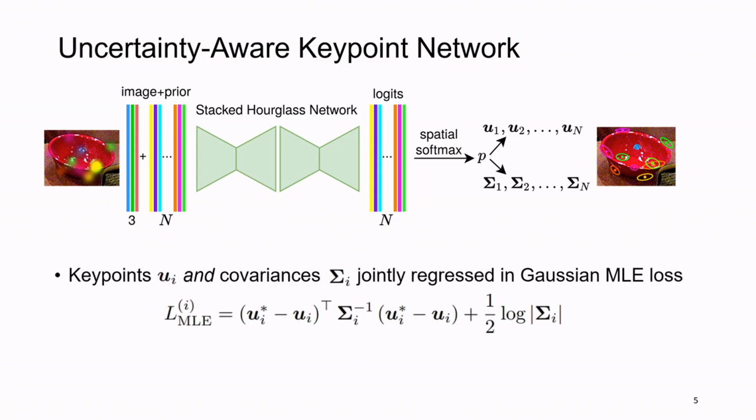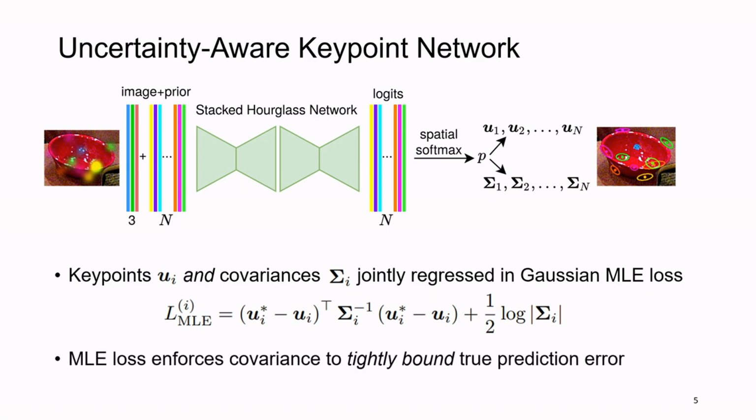The key points and covariances are jointly regressed in a Gaussian maximum likelihood estimator loss, as you can see here. This loss enforces the covariance to tightly bound the true prediction error while also enforcing that the key points are close to the ground truth.